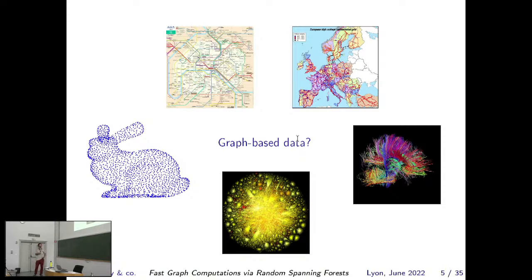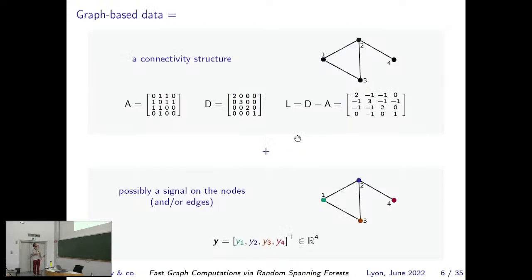white matter in the brain. This is an image of a graph of transportation of electricity in Europe. Transportation network of humans here. And there are also other types of data, like point clouds, where the graph is not, let's say, native from the data, but you can construct the graph from the data by nearest neighbors, for instance, or something like this.